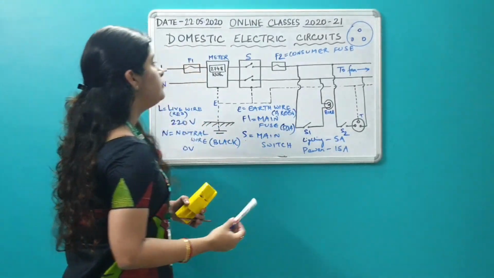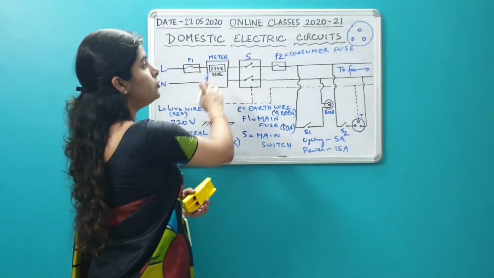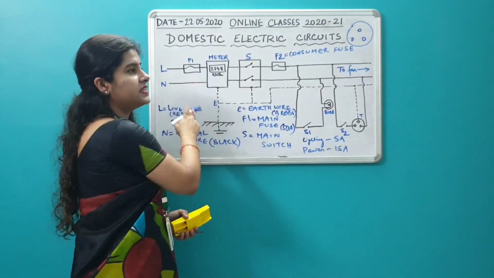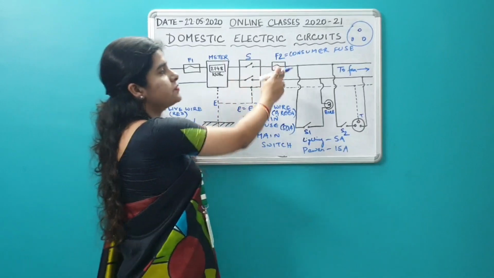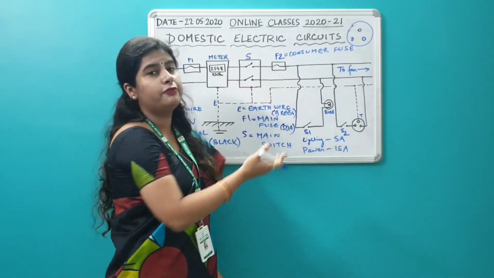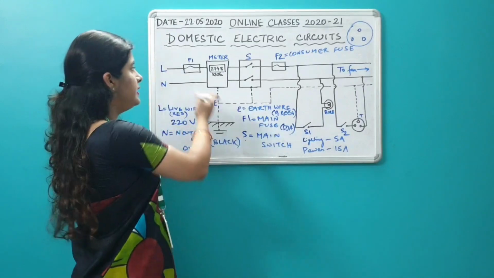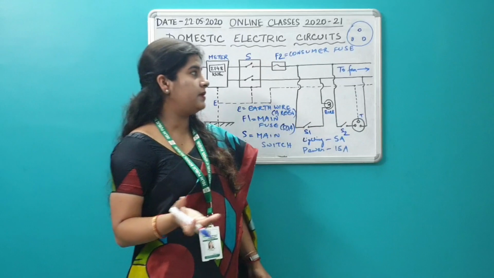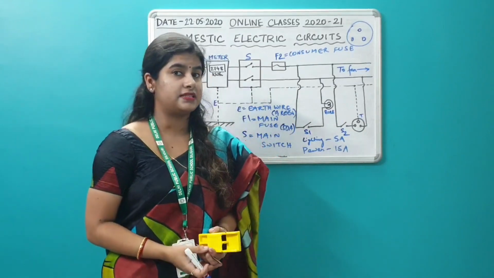So here we were speaking about the fuse. Many a time I have told you about the fuse, and F1 stands for the main fuse, F2 stands for the consumer fuse, and so on. Each of them has a different capacity. You can see the main fuse can bear around 50 ampere of current. So they have different capacities.